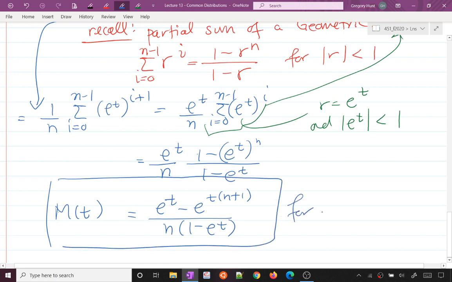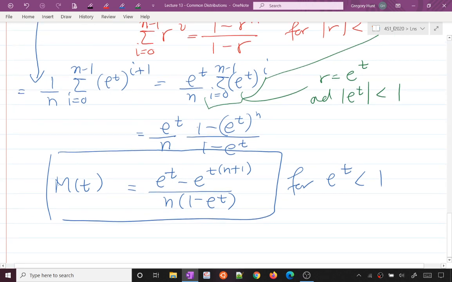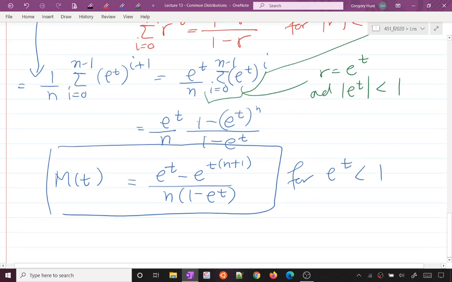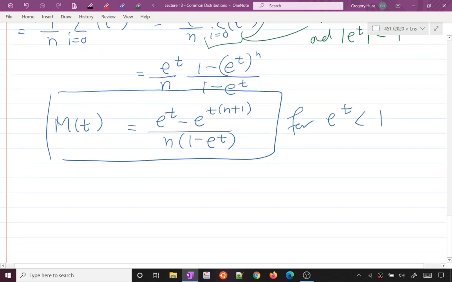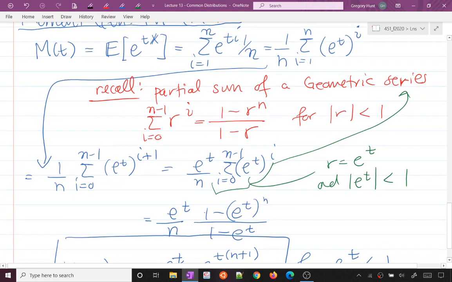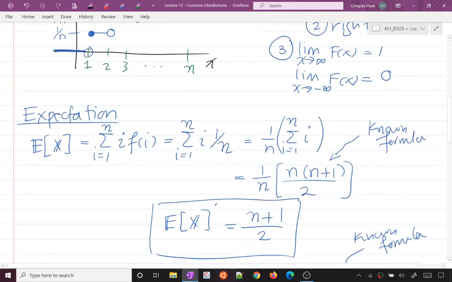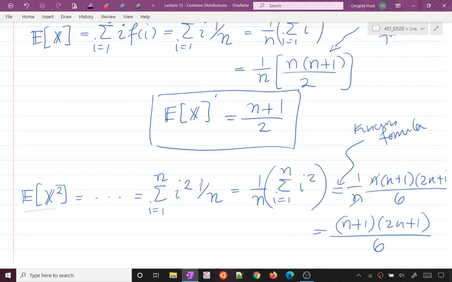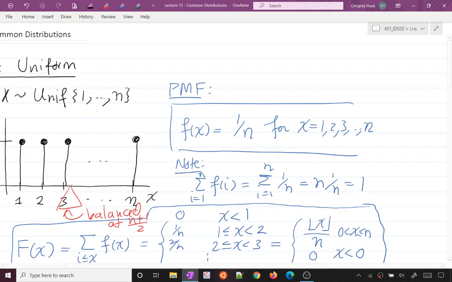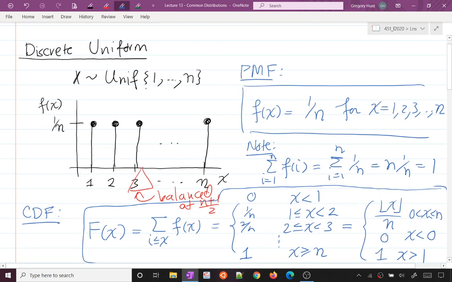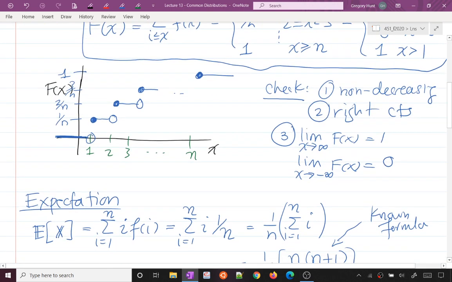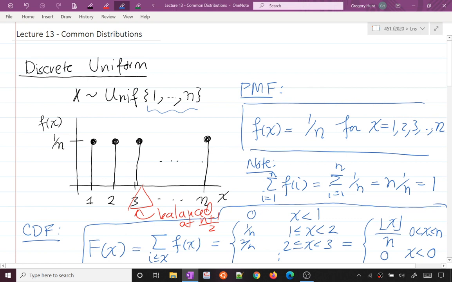This is true as long as e to the t is less than 1. e to the t is always positive, we don't really need absolute value bars, but if e to the t is bigger than 1, that partial sum might not work so well. But that's the MGF. And you could check that if I take derivatives of this and I plug in 0, I should get back my first 2 moments, which we calculated up here. Right? So this was a discrete uniform distribution on the numbers 1 to n here. Well, what about if we just have arbitrary starting and end point, a to b?